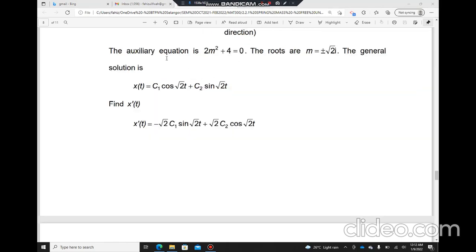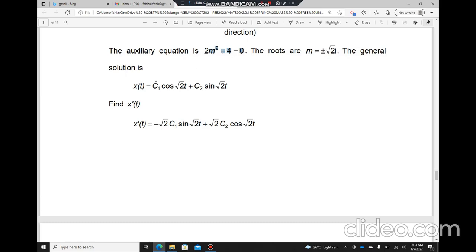Okay, so the auxiliary equation is 2m square plus 4 equals to 0. Yang ni sama macam kita belajar dalam chapter 4. So kita tukar pada auxiliary equation, so kita akan dapat 2m square plus 4 equals to 0. And then awak solvekan nilai m. So kita akan dapat yang ni dalam bentuk imaginary roots, which is m equals to plus minus square root 2i.